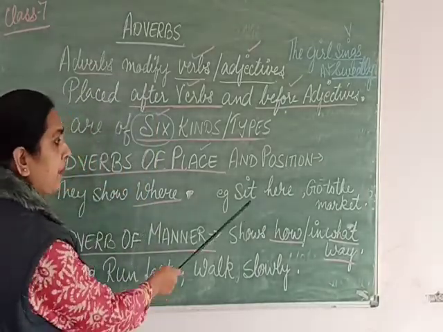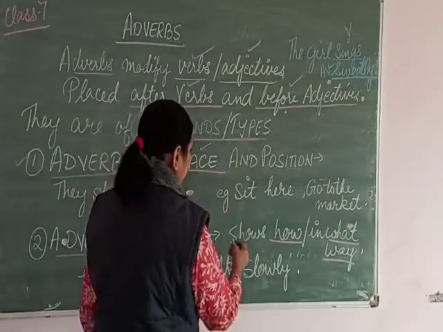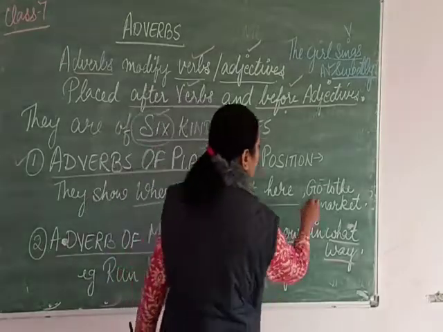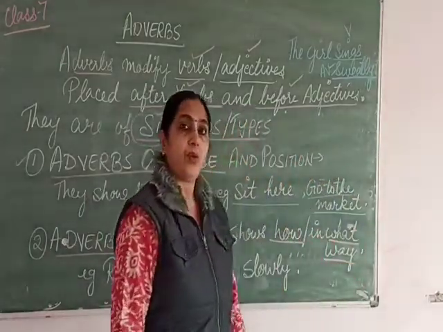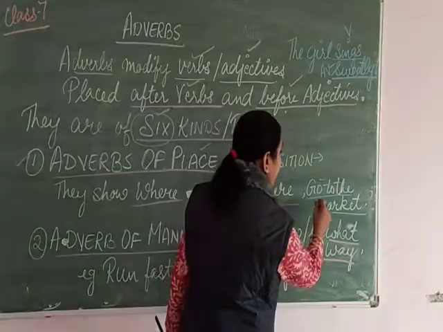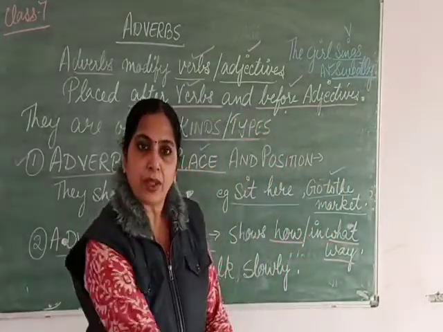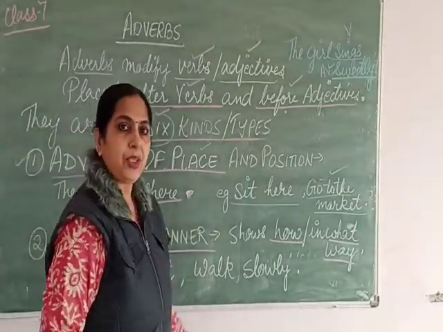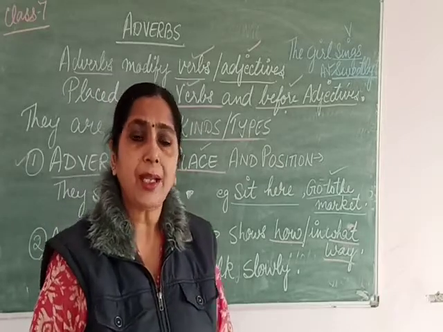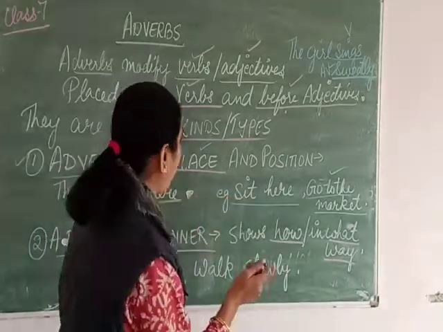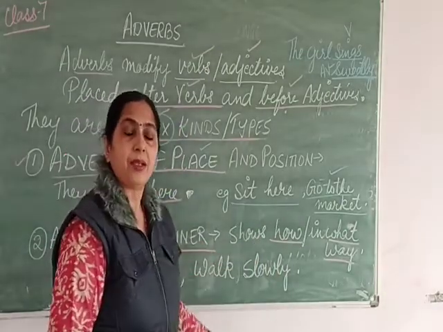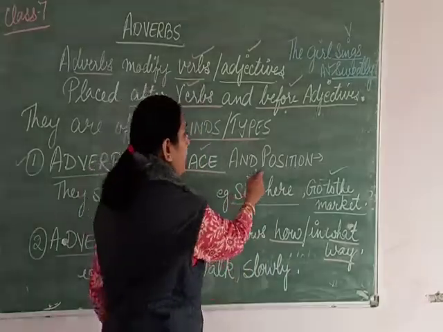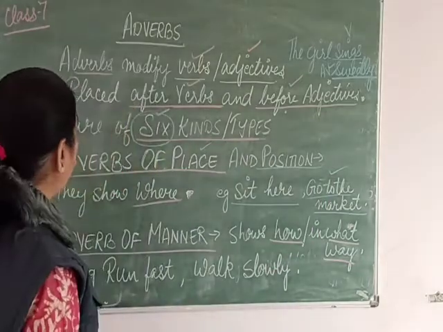Now for example, sit here. So where to sit? Here. Now go to the market. Which place to go? To the market. So this is adverb of place or position. Suppose you are saying sit properly. So properly is the adverb of position. Sit straight. So straight is position. So adverb of place.